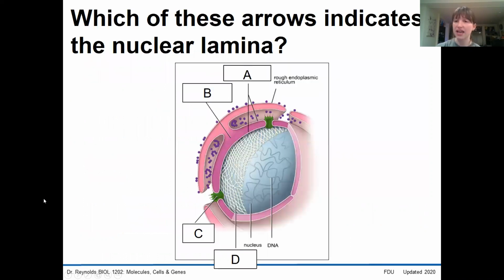So here's my last question for you, because I'd like you to remember it's important to connect what we're learning now with what we've already learned. So tell me, which of these arrows indicates the nuclear lamina? Pause here if you need more time.